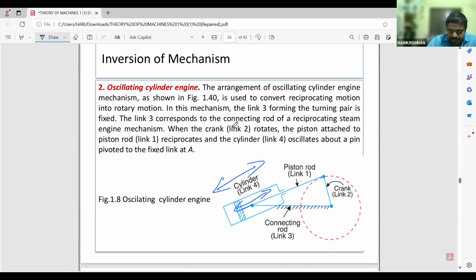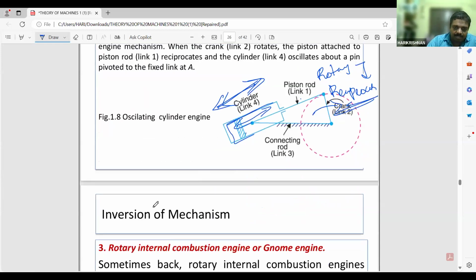In this, the connecting rod is fixed. The link 3 corresponds to the connecting rod of the reciprocating steam engine. When the crank rotates, the piston attached to the piston rod reciprocates and the cylinder oscillates about the pivot at A. The concept is clear: when the crank rotates, the piston inside the cylinder will be reciprocating. So the function of the single slider crank is to convert rotary motion into reciprocating motion.